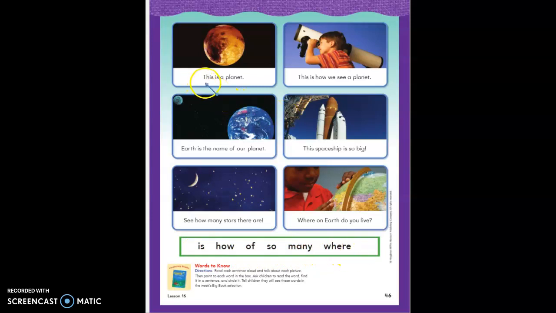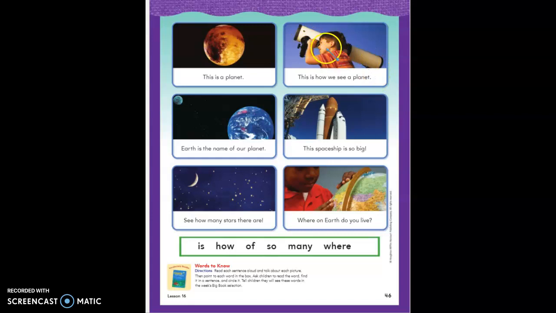All right, let's go up here and look at these sentences. We're just going to go through this really quickly. And I want you to notice how the words that you see that are in this green box are used in a sentence. So this is a planet. Look at that picture. We've seen planets like that before. This is, it's using the word is from our new sight word box. This is how we see a planet.